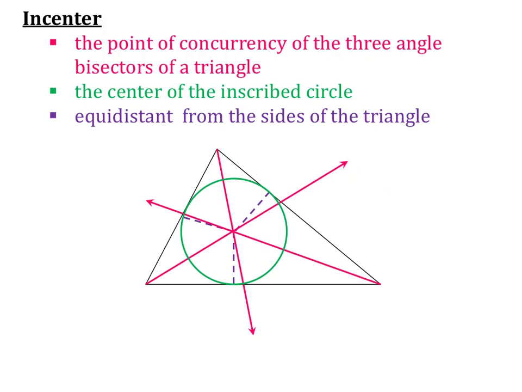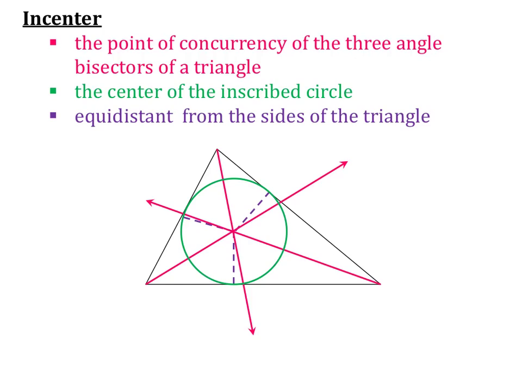The angle bisectors also form a special point inside of a triangle. It's called the incenter. The incenter is the point of concurrency of the three angle bisectors of the triangle. So what that means is if I draw the angle bisector of each of the three vertices of my triangle, they're all going to meet at one point. That one point is called the incenter.